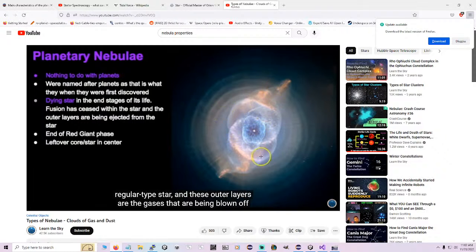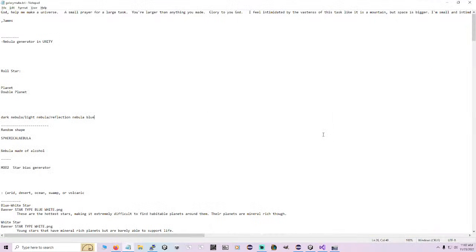I'm sorry, I'm interested. I went from doing what I was doing to like, this person really teaches well. Okay, hold on. Nebula generator in Unity. Okay, I need nebulas. I guess I need like star systems.